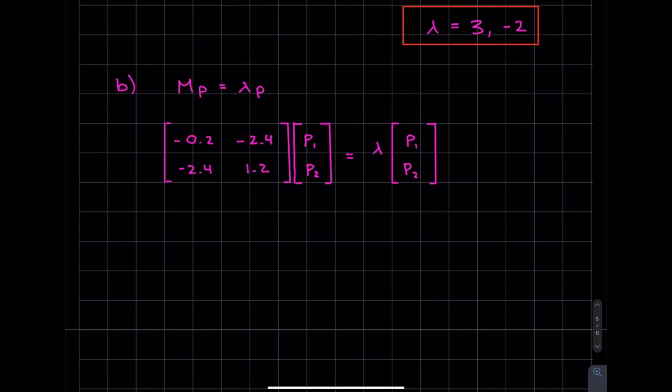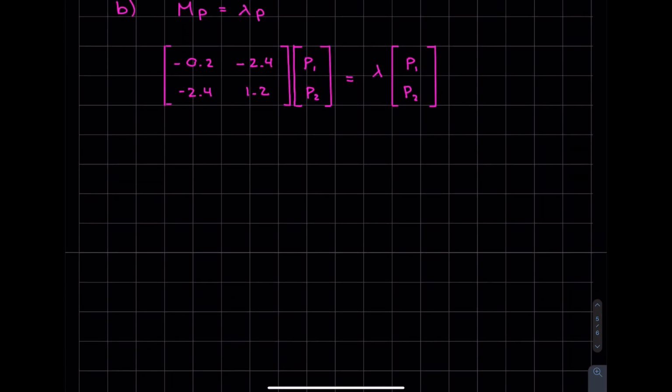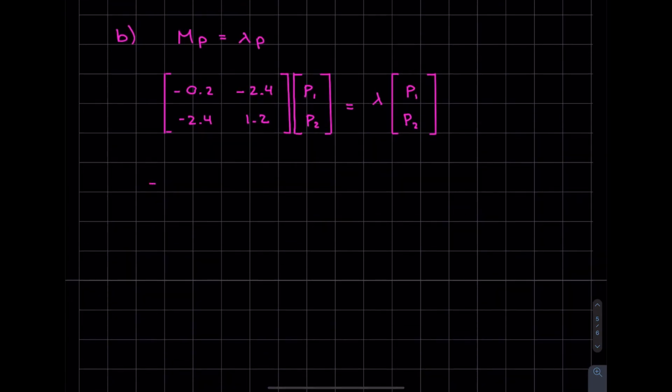All right. So from here, we can basically create two equations. And in the end, they're going to have two unknowns. The first equation would be negative 0.2 times P1 minus 2.4 times P2 is equal to lambda P1. And my second equation is going to be negative 2.4 P1 plus 1.2 P2, and this is equal to lambda P2.